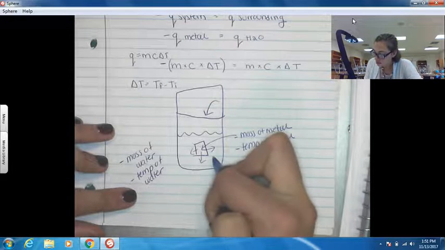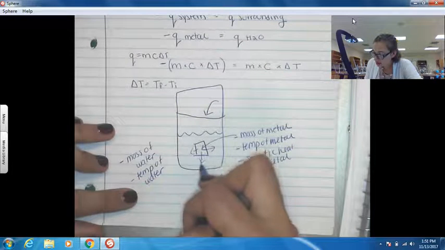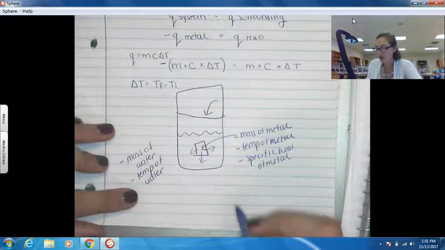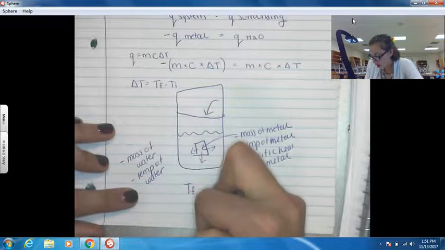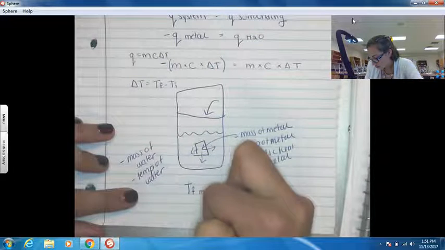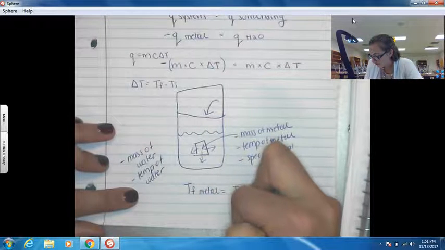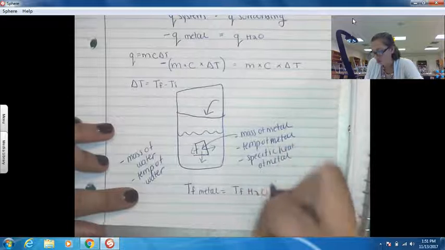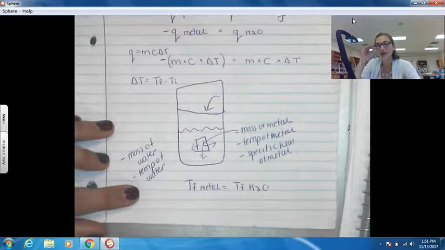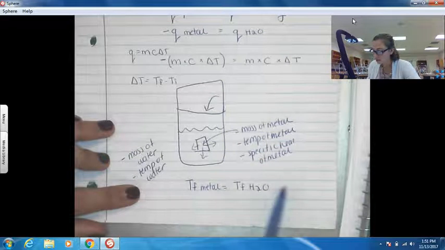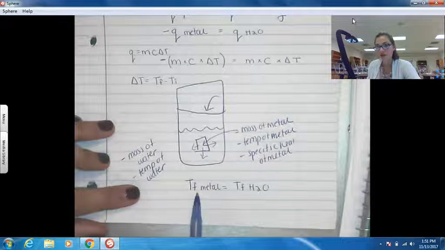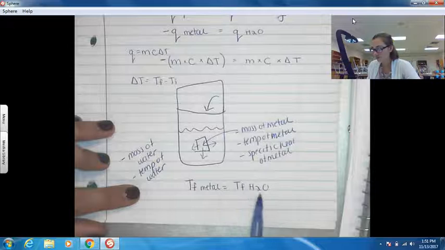So that means that heat is going to keep leaving zinc until the final temperature of the metal is equal to the final temperature of the water. If a calorimeter is a closed system, we can always assume that the final temperature of the metal is equal to the final temperature of the water.